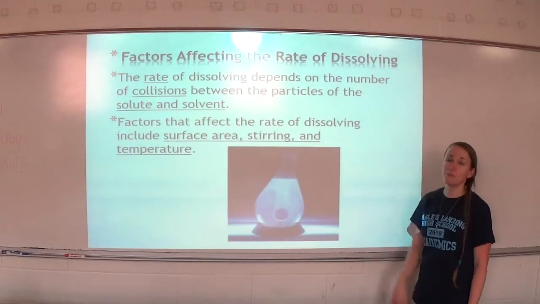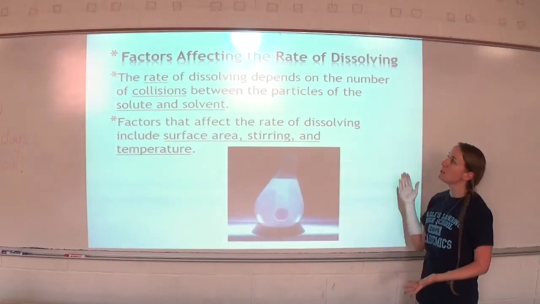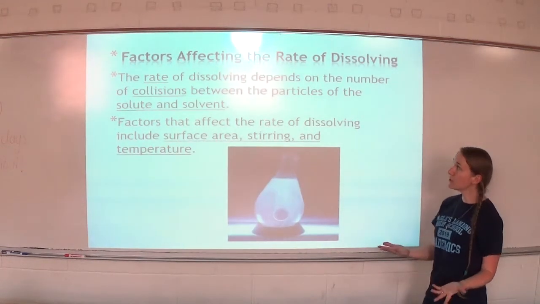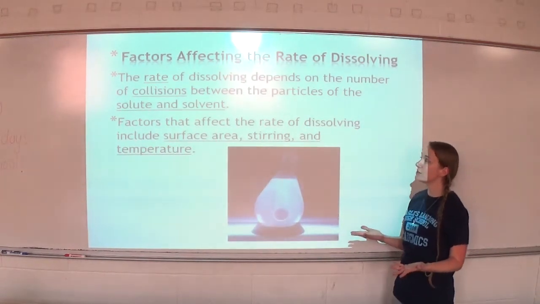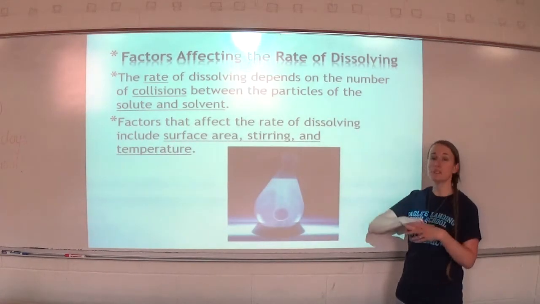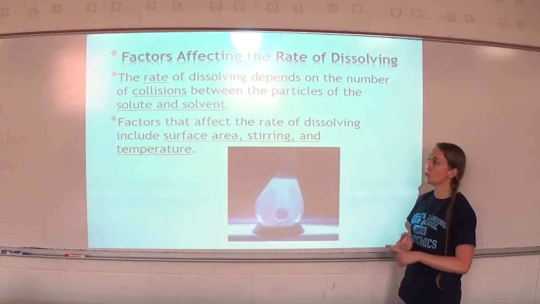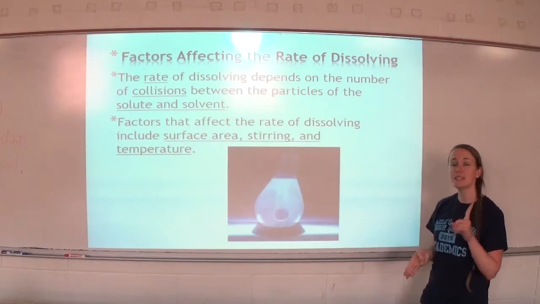So how can we speed up dissolving? Because if we want to dissolve something, we want to dissolve it now. So the rate of dissolving depends on the number of collisions between the particles of the solute and solvent. So if you watch the video about reaction rates, speeding up dissolving is very similar. So factors that affect the rate of dissolving include surface area, stirring, and temperature.